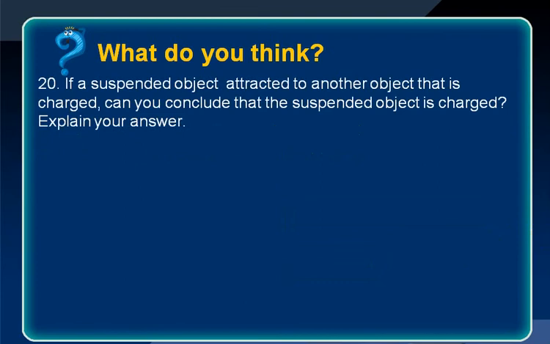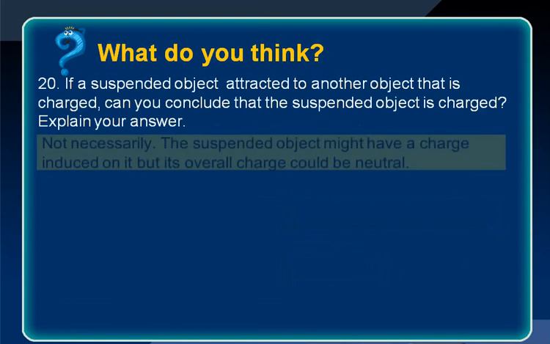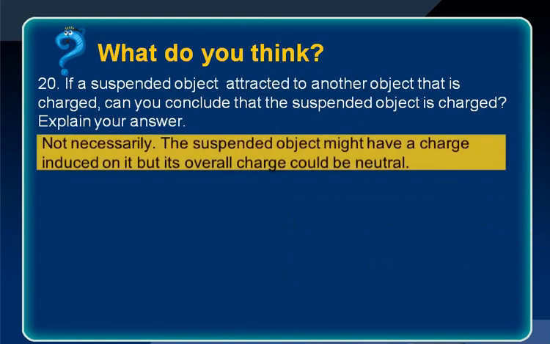Question 20. If a suspended object is attracted to another object that is charged, can you conclude that the suspended object is charged? Explain your answer. Not necessarily. The suspended object might have a charge induced on it, but its overall charge could be neutral.